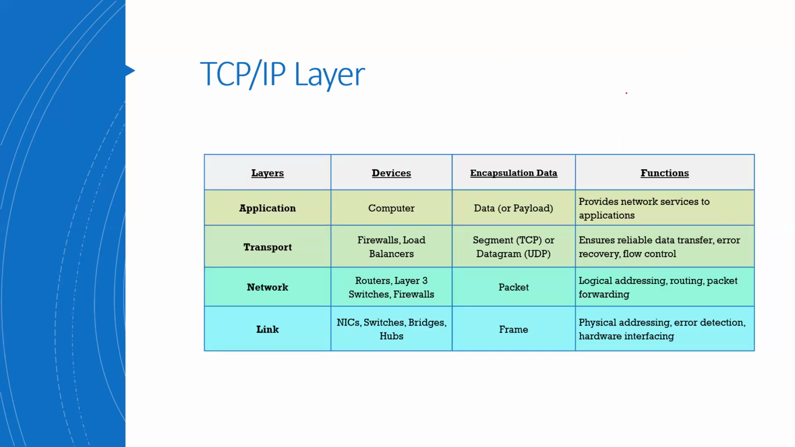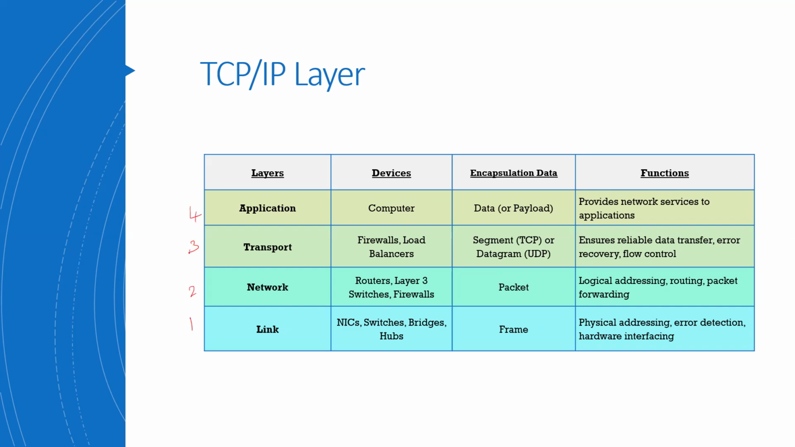So why do we use the TCP/IP layer? We use TCP/IP for several important reasons, like universal standard, scalability, reliability, and flexibility. TCP/IP is organized into 4 layers, each responsible for specific aspects of network communication. So here we have 1, 2, 3, 4.